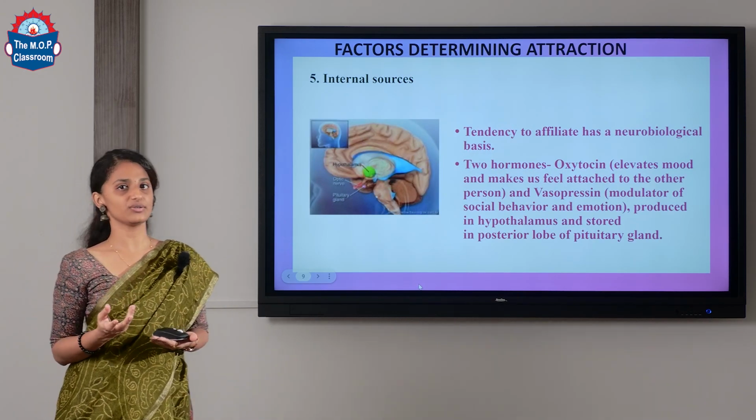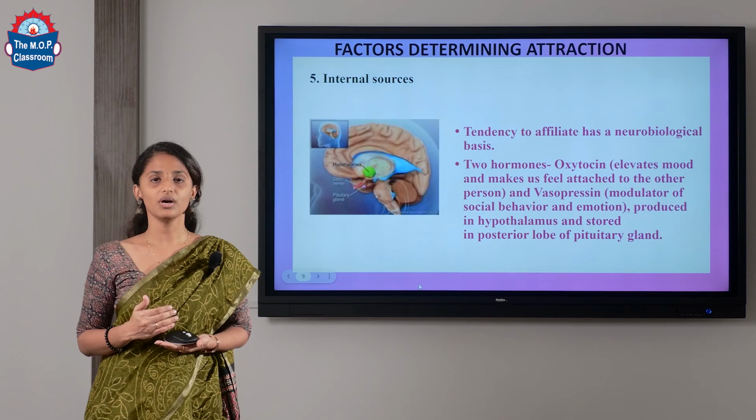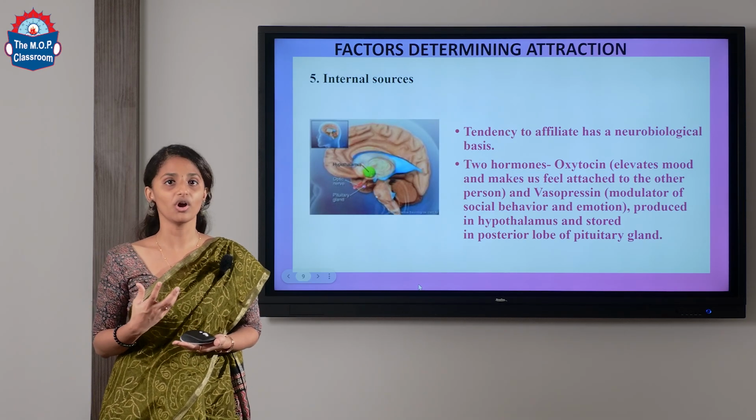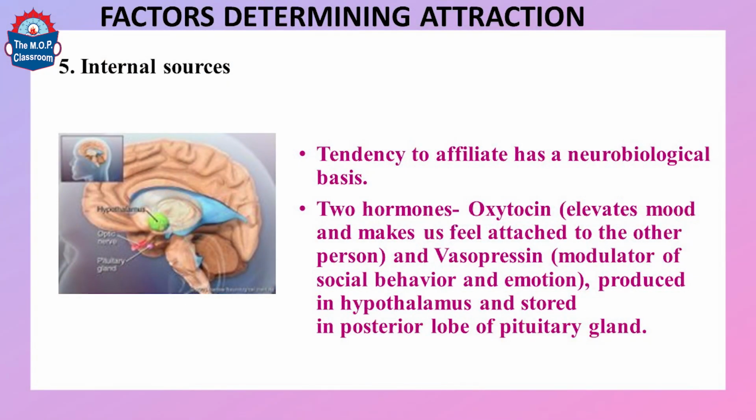Next are the internal sources. So far we have seen so many external sources. Now we will get into internal sources. So what is the biology behind attraction? Here, if you could see, the tendency to affiliate has a neurobiological basis.